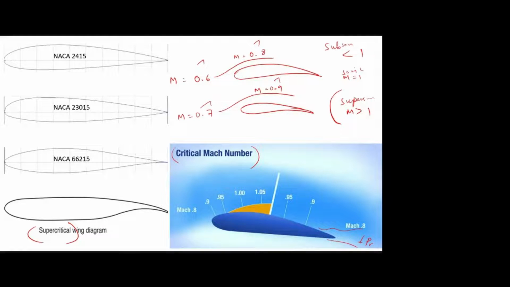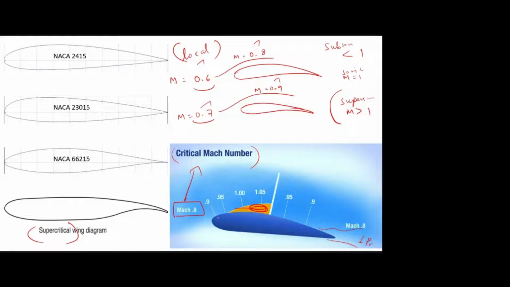Whenever the flow reaches sonic or supersonic flow over the airfoil, then the corresponding free stream Mach number is called the critical Mach number. These Mach numbers we will simply call the local Mach number. Free stream Mach number, or sometimes we'll see local Mach number. But critical Mach number means whenever the flow reaches sonic over the airfoil, the corresponding Mach number is 0.8.